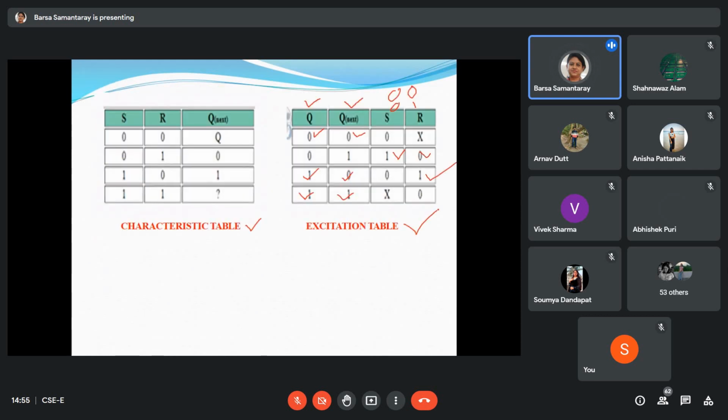Okay, so this is the excitation table. This is very important, and this is the characteristic table. You have to take a look.